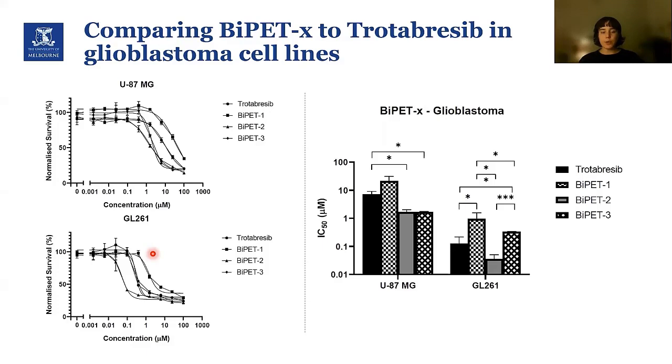As you can see, for each of our BiPET compounds, we saw that they had higher IC50 values in U87 and lower IC50 values in GL261, as was the case for trotabresib. Of note in GL261 is that BiPET 2 is performing the best out of our compounds, so we nominated that as a lead compound. However, given we get differentiation for all of these compounds, BiPET 1, 2, and 3 are all potential radiotracers that we will progress forward to in vivo studies.